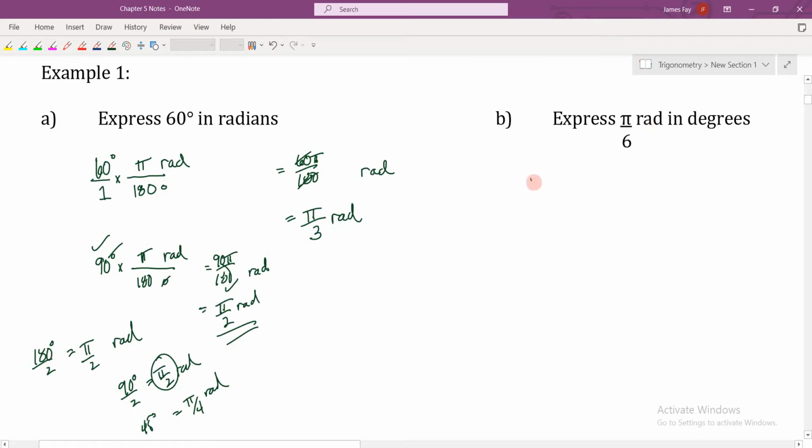If I'm going the other route, I've got pi over 6 radians, and I want to get this into degrees. So degrees need to be the label left over. Down here in the bottom, I need radians so that they cancel, and degrees should be up top. So I have 180 degrees and pi right there. You see that the pi's cancel, leaving 180 times 1 on top. On the bottom, you're left with 6. 180 divided by 6 is 30 degrees. So pi over 6 radians is the same thing as 30 degrees.